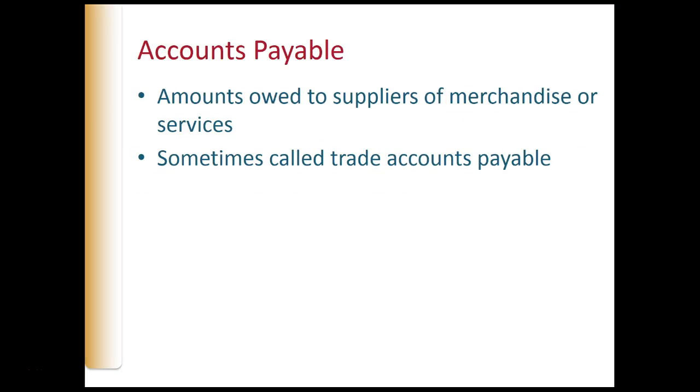Accounts payable, which we sometimes hear called trade accounts payable, are amounts the company owes to suppliers of merchandise or services that it has bought on credit. When a company purchases inventory on account, which means when it doesn't pay the bill immediately with cash, it increases inventory and accounts payable. Later, when the company pays the amount owed, it decreases both cash and accounts payable. Most accounts are payable within 1 year and are therefore classified as current liabilities.